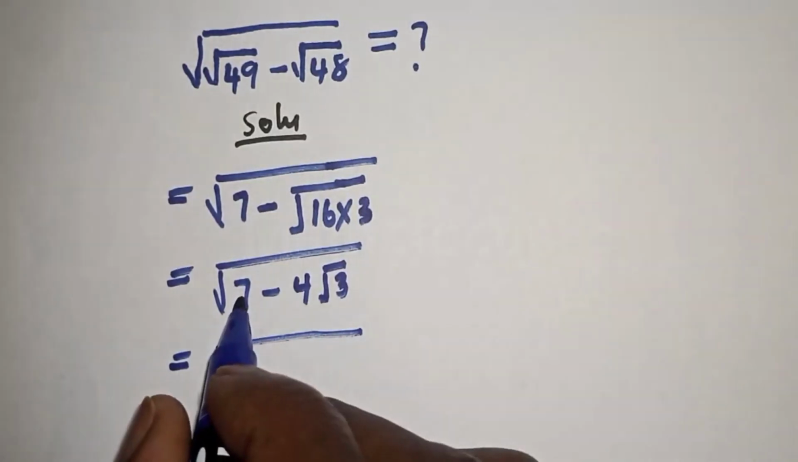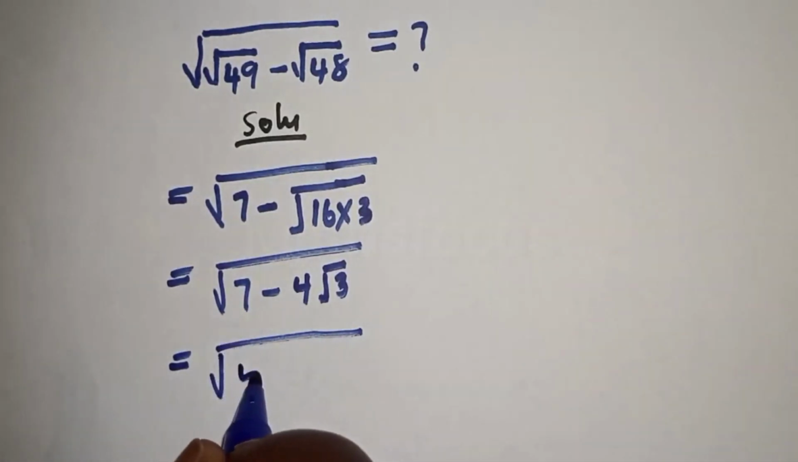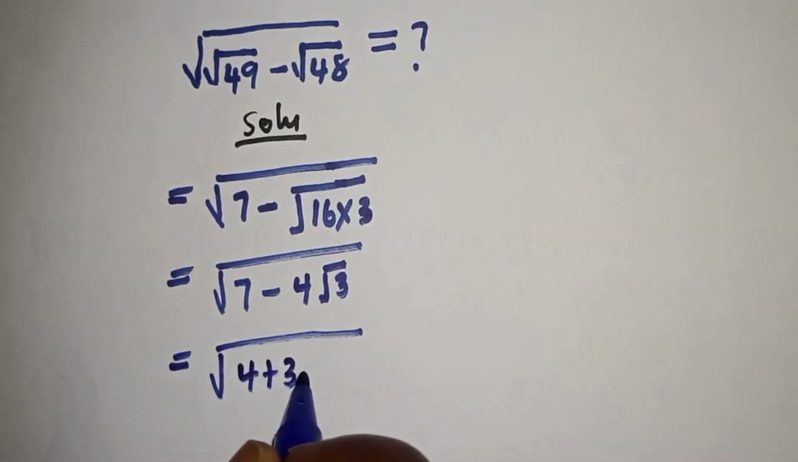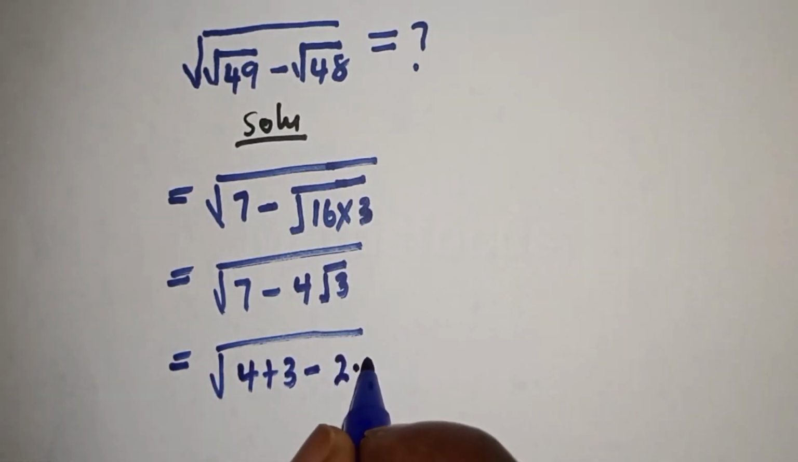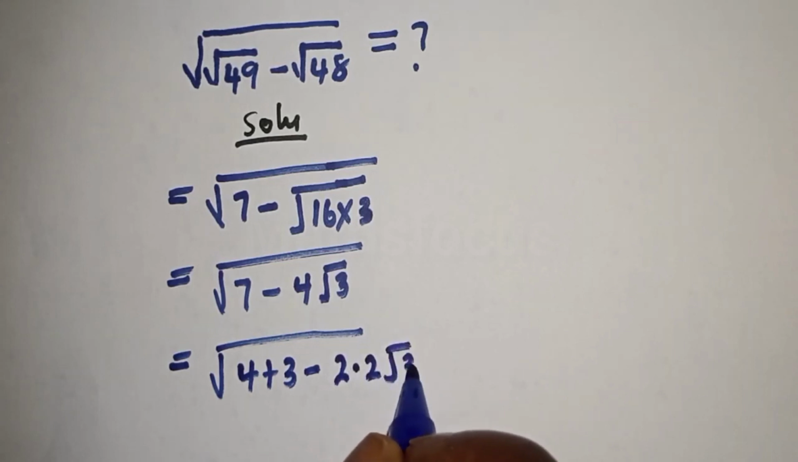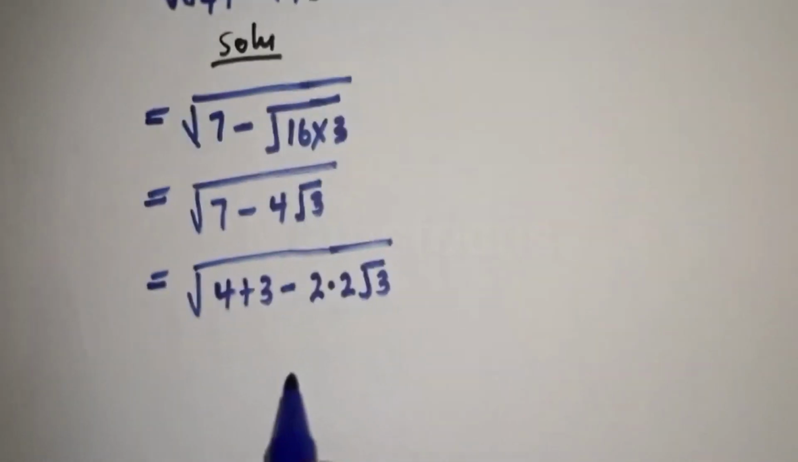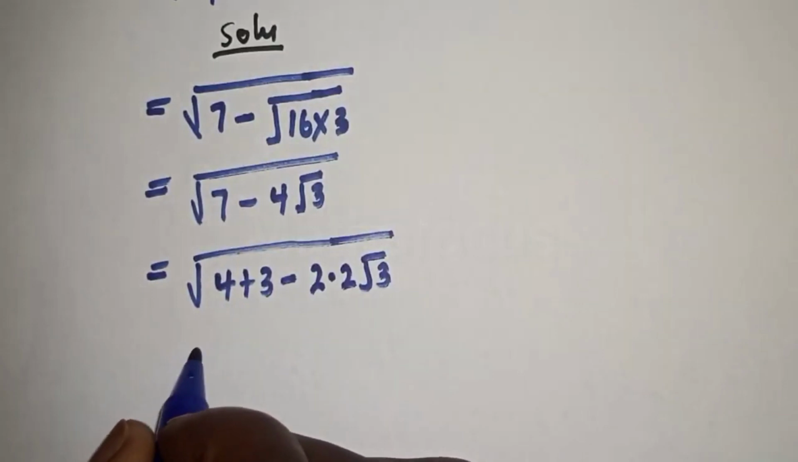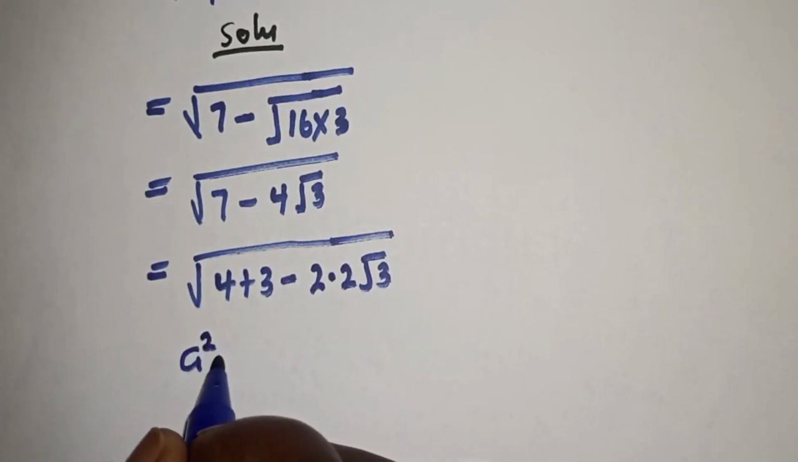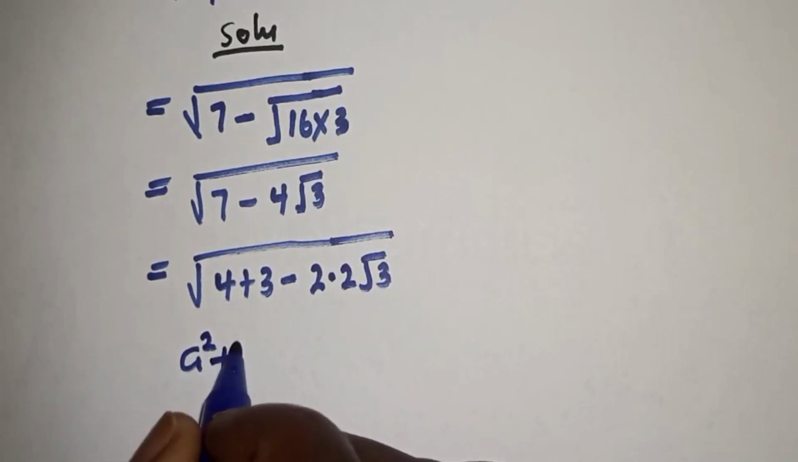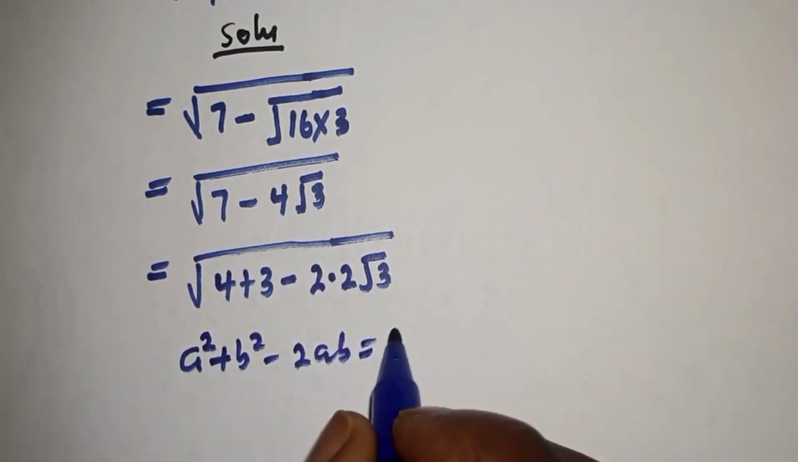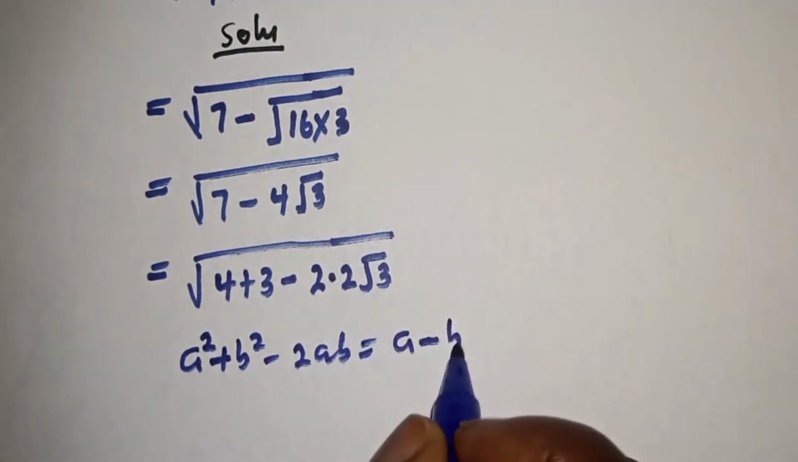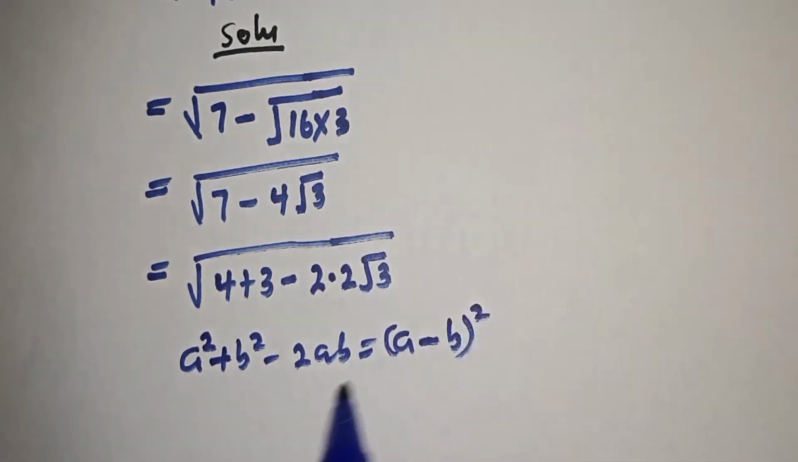square root of 7 can be written as 4 plus 3 minus 2 multiplied by 2 root 3. Now take note of this, that if you have a square plus b square minus 2ab, this is equal to (a minus b) square. Then we can compare this with this.